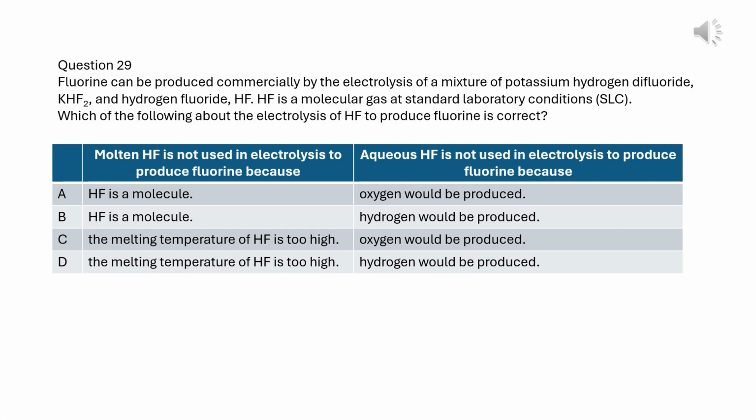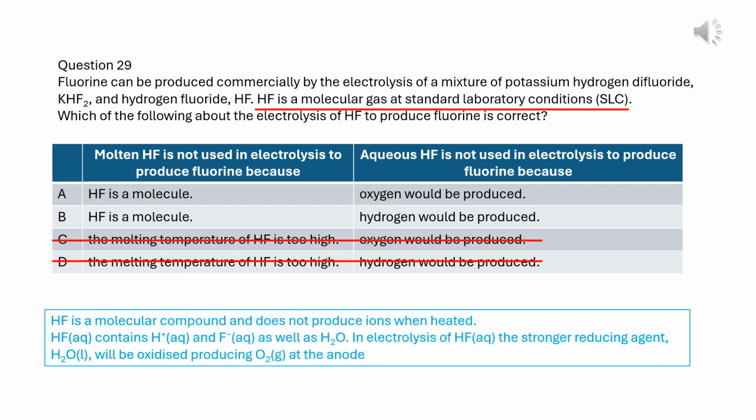Hydrogen fluoride is a molecular gas at SLC, so its melting temperature is too low, not too high. So, C and D are eliminated. Fluorine gas is the strongest oxidizing agent. On the other hand, fluoride ions are the weakest reducing agent.